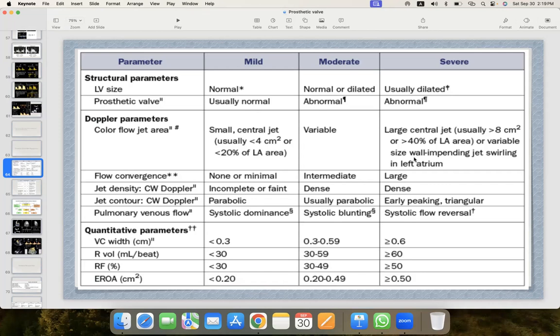Of course, you can measure it and see if it's more than 8, or covering more than 40% of the LA. But it's really hard sometimes to do this with a mechanical valve because there will be a lot of shadowing, and you cannot see it. Sometimes if the patient has paravalvular leak, it will also be difficult to use this way to evaluate the severity of the valve. So the important one, I think, is systolic flow reversal. Of course, you can calculate the regurgitant volume, regurgitant fraction, and effective orifice area. You can do it all by using the quantitative method, calculating the stroke volume across the LVOT and doing all of this the same way that we did previously for the aortic valve.